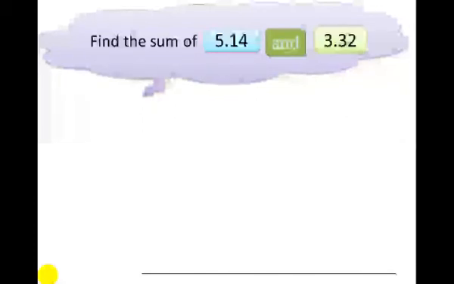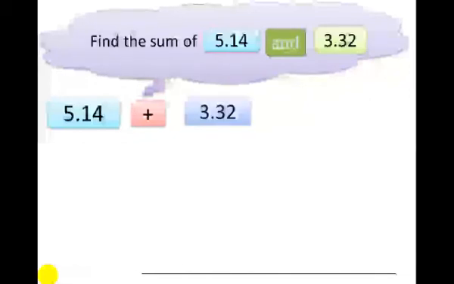Firstly, let's look at 5.14. It has two digits behind the decimal point. Now, let's look at 3.32. It also has two digits behind the decimal point. Now, let us write out the question. 5.14 plus, the sign plus is from the word sum, 3.32. This is the question.